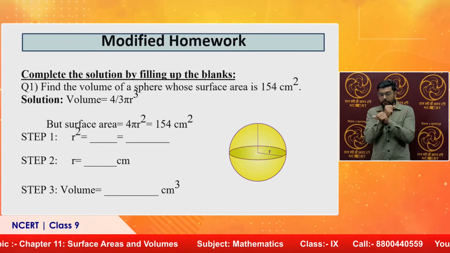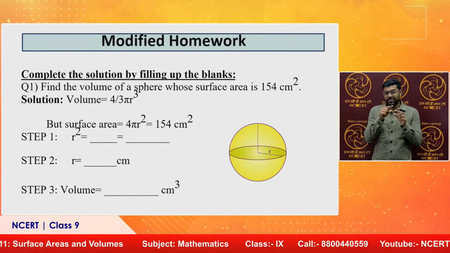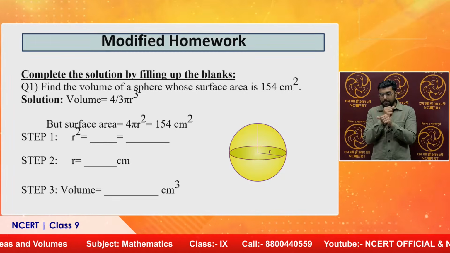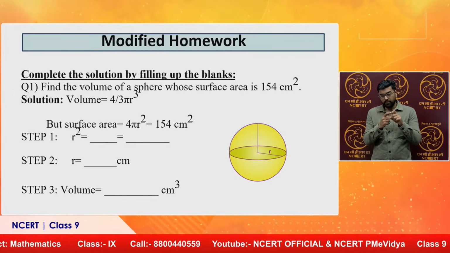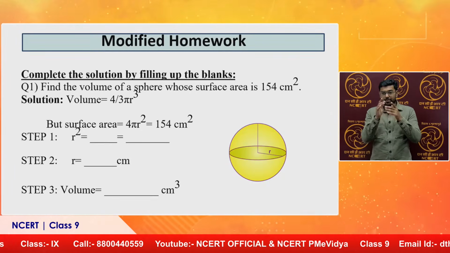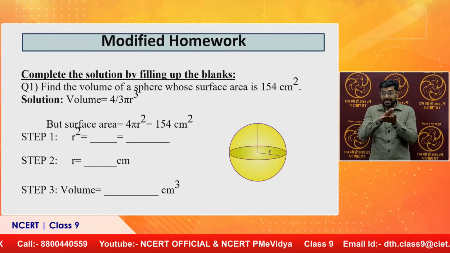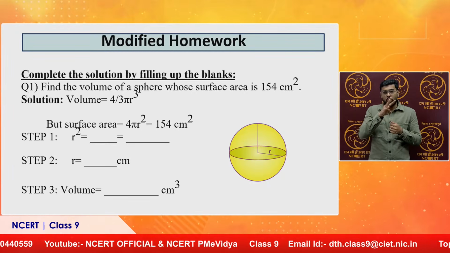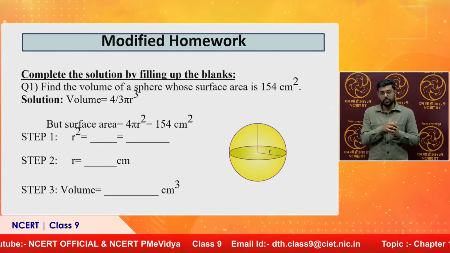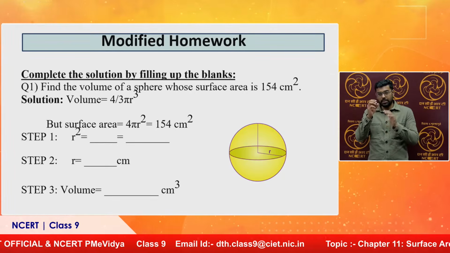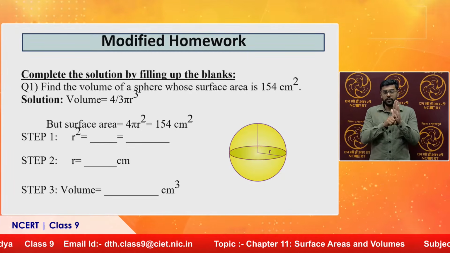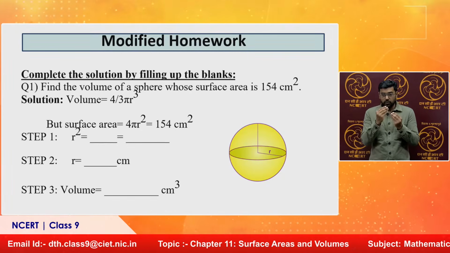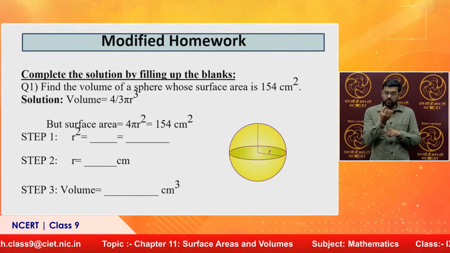Find the volume of a sphere whose surface area is 154 centimeter square. Question remains the same, and volume of the sphere is given 4 upon 3 pi r cube. But surface area is 4 pi r square, so I will use the formula 4 pi r square is equal to 154 centimeter square. Using this, we need to first calculate the value of r square and then find out the value of r, which will be in centimeters obviously.